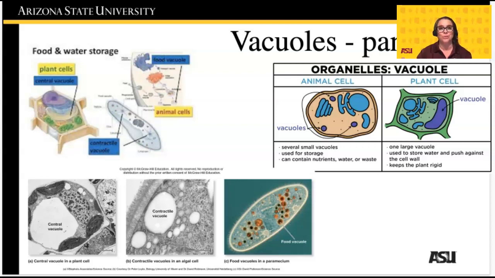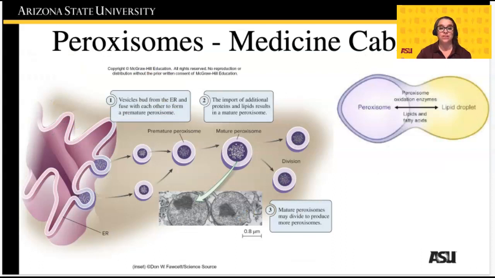Peroxisomes are a specialized lysosome that degrade toxic material. A byproduct of many toxic molecules is hydrogen peroxide. Peroxisomes degrade hydrogen peroxide, and they use catalase enzymes to hydrolyze 2H2O2, or hydrogen peroxide molecules, reducing them down to 2 water molecules and an oxygen molecule. They also metabolize amino acids and fats.